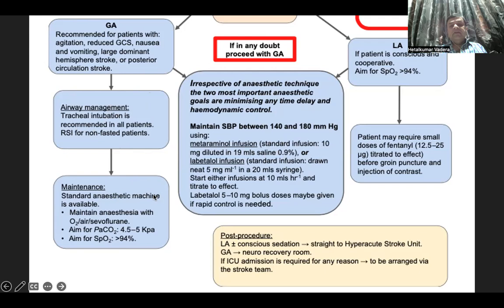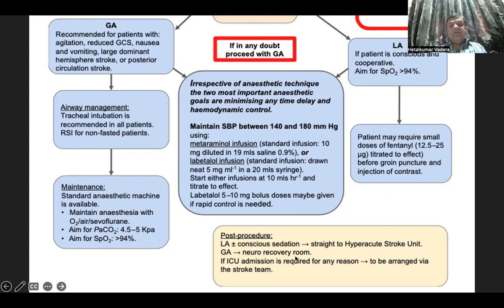We can maintain the anesthesia with the anesthetic of our choice, but I prefer propofol, sevoflurane, and atracurium in my patients. Aim of PaCO2 is 4.5 to 5 kPa. It is roughly 25 to 35 on our ETCO2 monitor, and aim of SpO2 is more than 94%. In conscious sedation, the patient may require small doses of fentanyl, 12.5 to 25 microgram, titrated to effect before groin puncture and injection of the contrast.